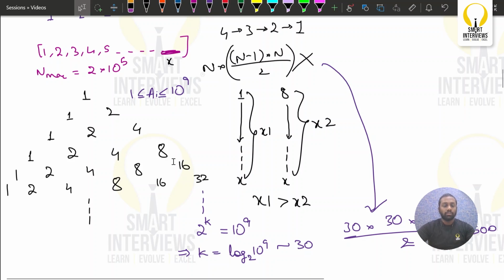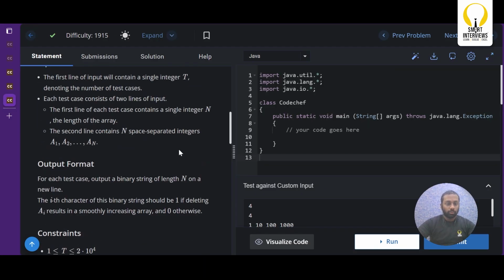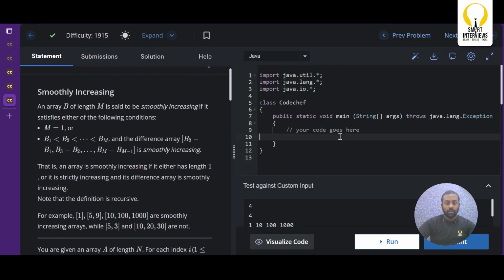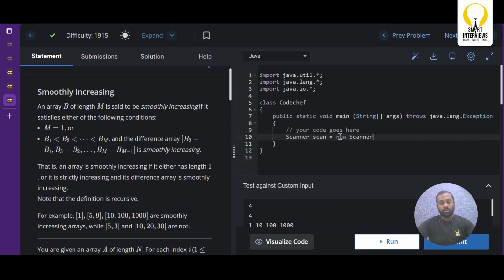So let's try to convert the same thing to code. Obviously, we are not going to generate all this series. This was to understand that any elements more than 30 elements will definitely not work, because if I'm having more than 30 elements, then I need to have something more than 10 power 9 as the max value to have a smoothly increasing array. Coming to the code part. So again, initially it is going to be the same: Scanner scan equals new Scanner(System.in).